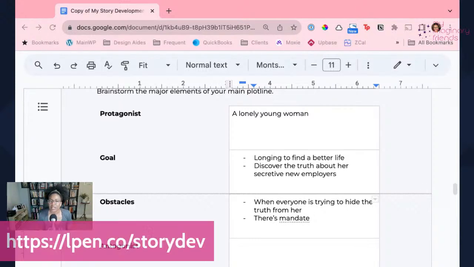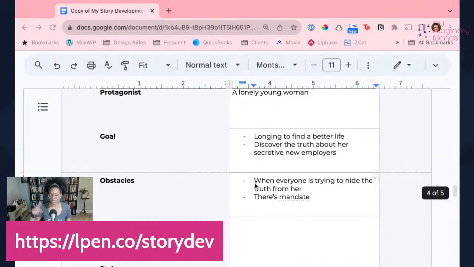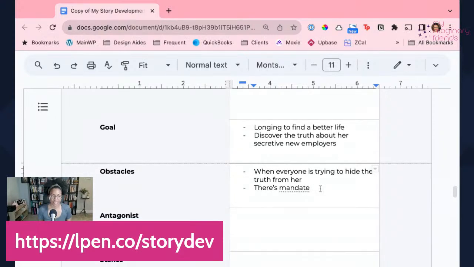Yes, there is. If you go to lpen.co/storydive, you can download this workbook that I'm in right now and use it. Copy it into your Google Docs, and you can use it to keep the supernatural world.